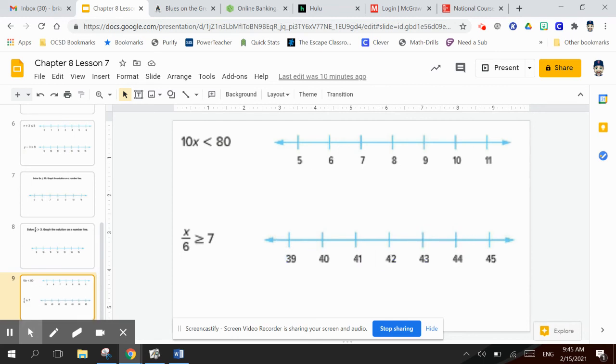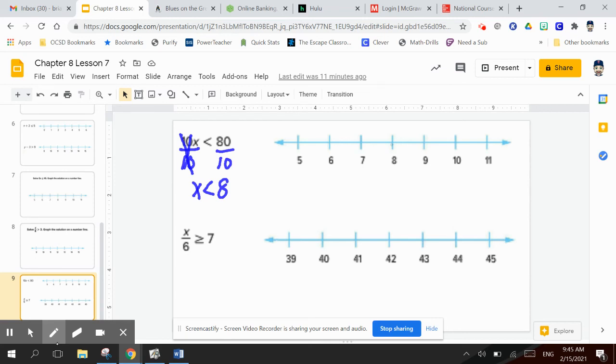So when we look at the last two examples, 10x is less than 80, so that's 10 times x is less than 80. So to find and solve, I have to do the opposite of multiply, which is divide. So I divide each by 10. 10x divided by 10, the 10's cancel out. I'm left with x is less than 80 divided by 10, which is 8. So x is less than 8.